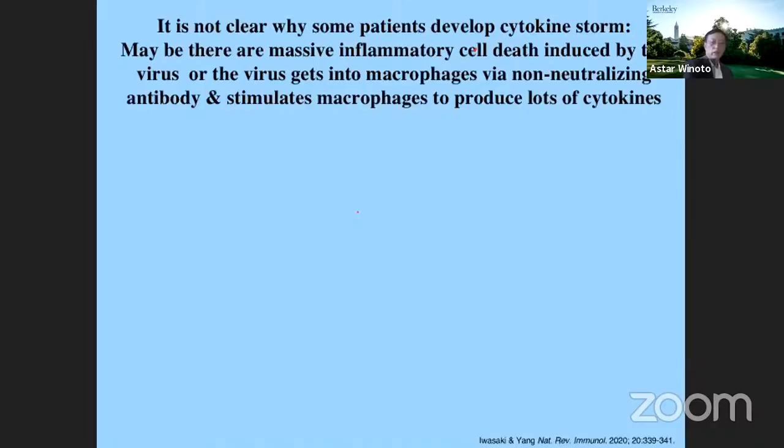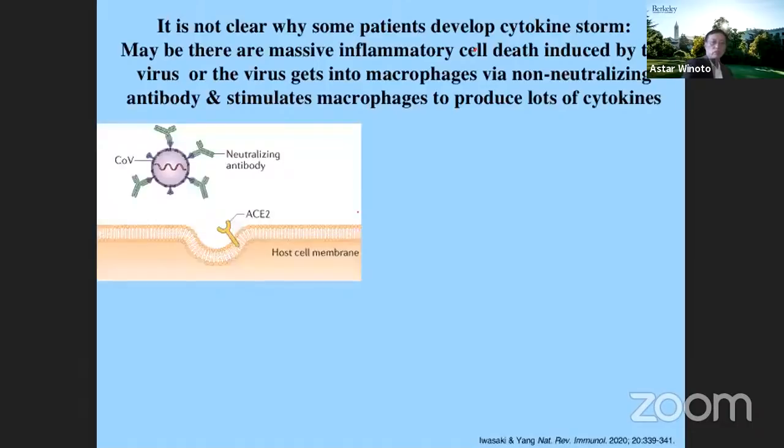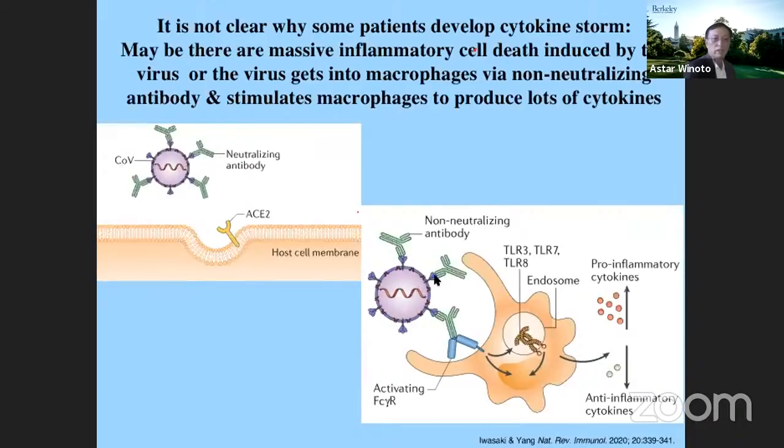On the other hand, the virus may also get into macrophages and somehow stimulate them to produce lots of cytokines. Remember, macrophages don't have ACE2. As I told you, immune cells don't have ACE2, so the virus cannot infect the immune cell directly, but it can maybe go in indirectly. In this example, you want the antibody to neutralize the virus, but some antibody may not be neutralizing, and this antibody can actually help the virus go through a receptor called the Fc receptor into macrophages. These macrophages will then almost get infected, secrete a lot of pro-inflammatory cytokines, and become hyper-inflamed.